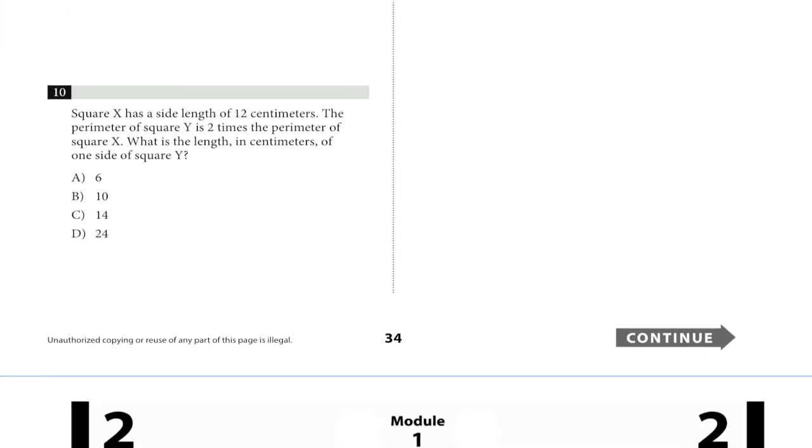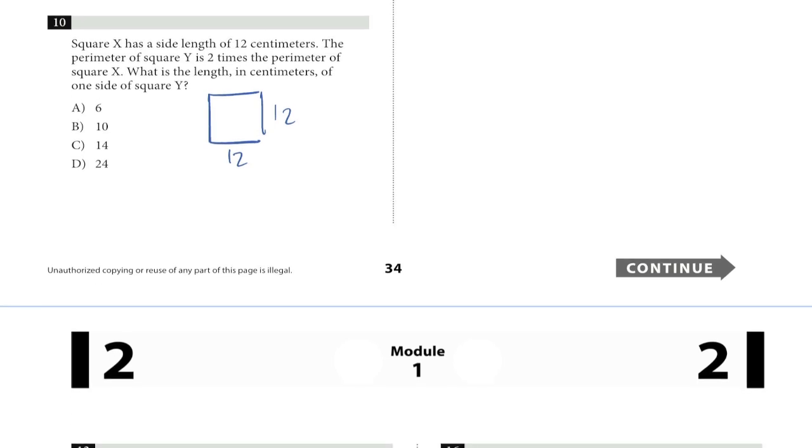All right, number 10. Square X has a side length of 12 centimeters. So I'm going to go ahead and draw that. So here's my square X. We'll just say 12. This side will also be 12. The perimeter of square Y is 2 times the perimeter of square X. What is the length in centimeters of one side of square Y?